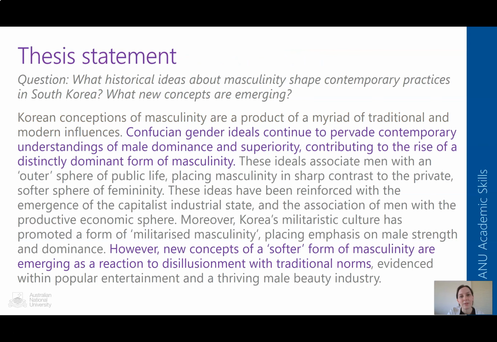Then they go on to explain what their main argument is, that Confucian gender ideals continue to pervade contemporary understandings of male dominance and superiority, contributing to the rise of a distinctly dominant form of masculinity. So that's their main argument. But then further down in the introduction, you'll see that they've introduced the second part of their argument, which is answering the second part of that question. However, new concepts of a softer form of masculinity are emerging. So those statements in answer to the essay question can appear in various places in your introduction, depending on where you think they sit best.